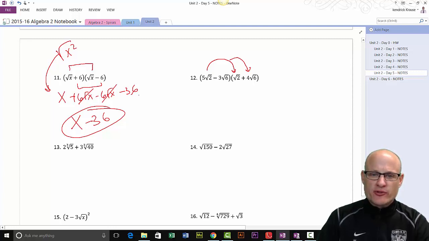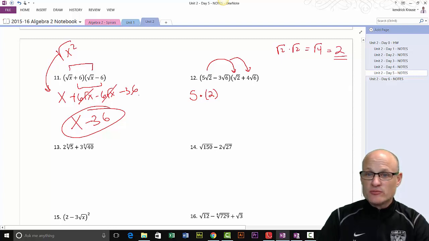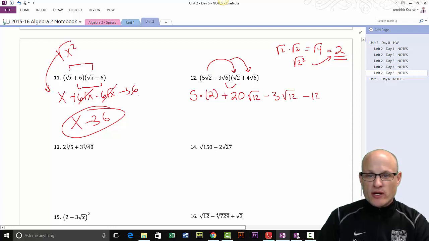5 square roots of 2 times the square root of 2 is really 5 times 2. Because isn't the square root of 2 times the square root of 2 really the square root of 4, which is just 2? Or you could say this is really square root of 2 squared, which is just 2. So that's that. And then plus 20 square roots of 12. All right, now we're going to distribute this. Minus 3 square roots of 12 minus 12, and here we go again, the square root of 6 times the square root of 6 is just 6.